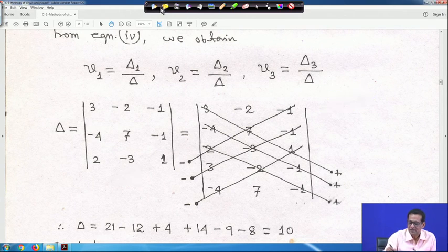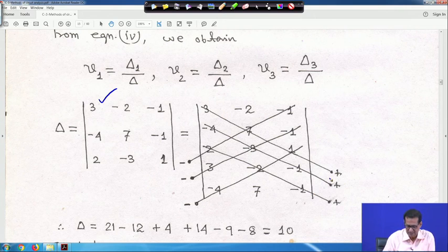So, first you write down the matrix: 3, minus 2, minus 1, then minus 4, 7, minus 1, then 2, minus 3 and 1. After that you repeat the first two rows: the first row 3, minus 2, minus 1, then the second row minus 4, 7, minus 1. Next, take the algebraic sum of all these products, right.